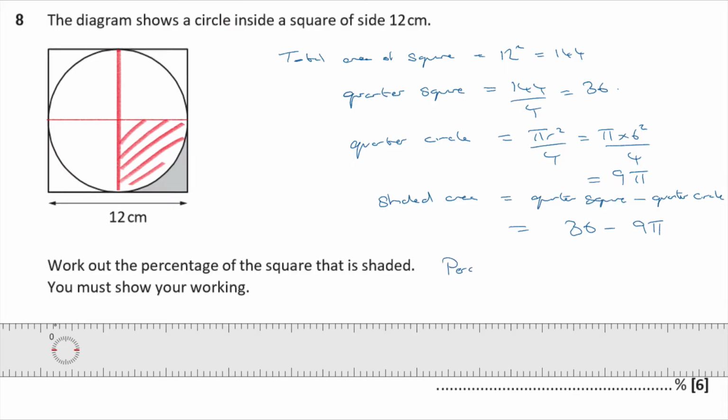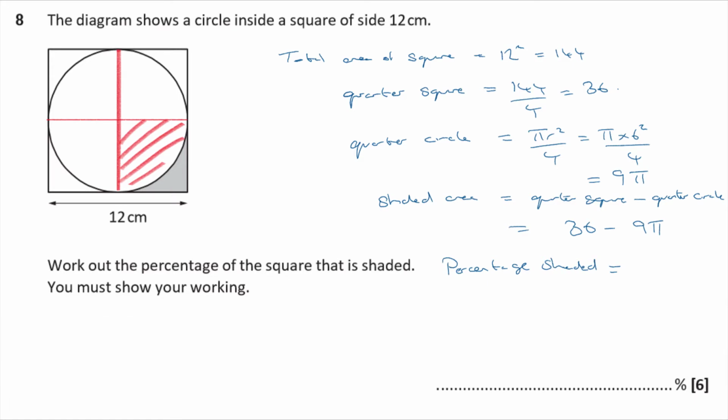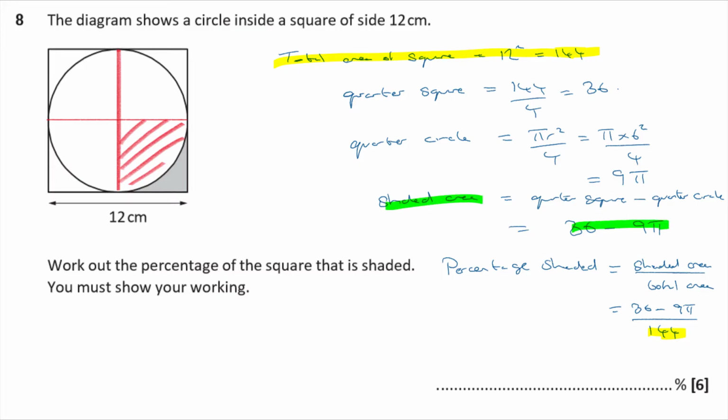So percentage shaded, that's going to be shaded area over total area, which is going to be 36 minus 9 pi over 144. Yeah, so we found the total area of the square here was 144, and we found the shaded area to be that. So dividing one by the other, then we're going to get our answer, isn't it?